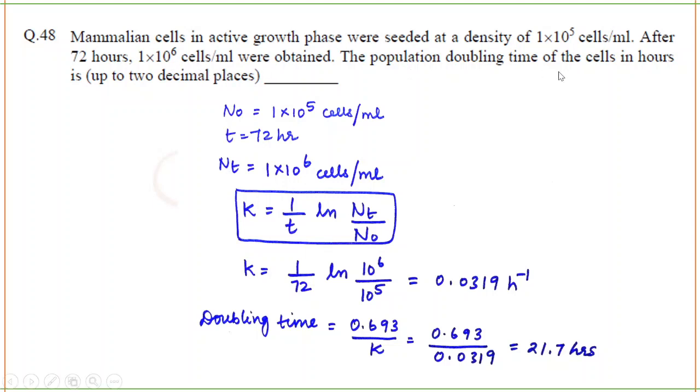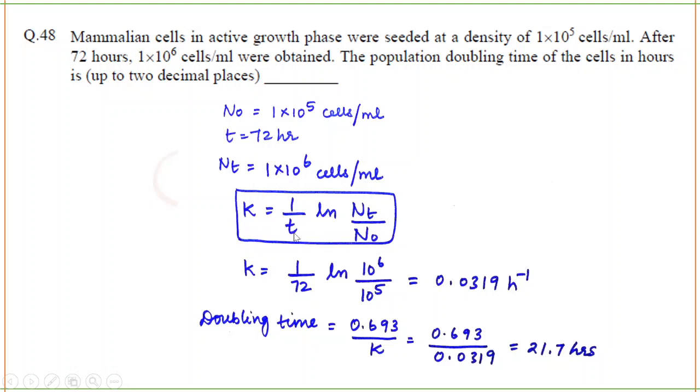The population doubling time of the cells in hours. So they're asking you the doubling time. What is doubling time? Doubling time is given by the formula 0.693 by K, or ln 2 by K. So first you have to find the value of K. K is equal to 1 by T ln of NT by N naught. Note down this formula, very important.